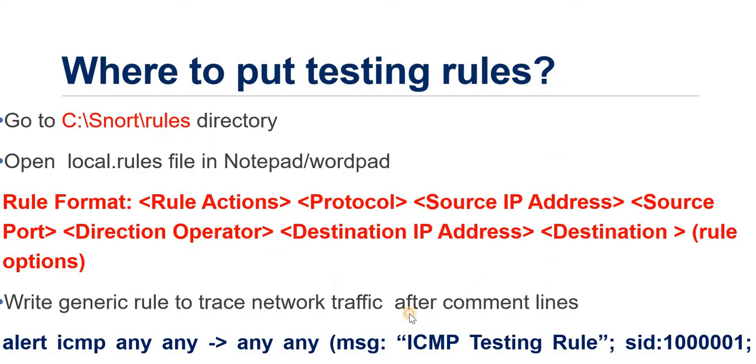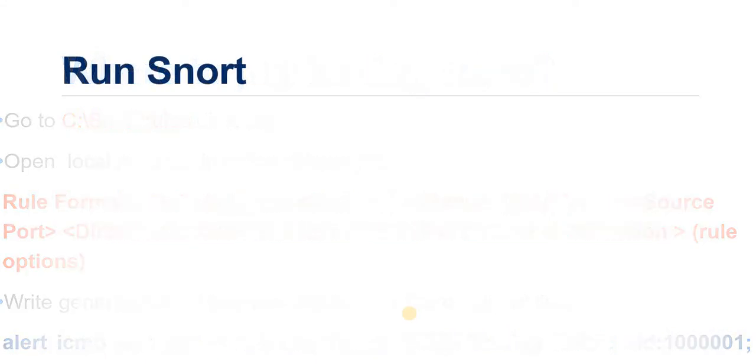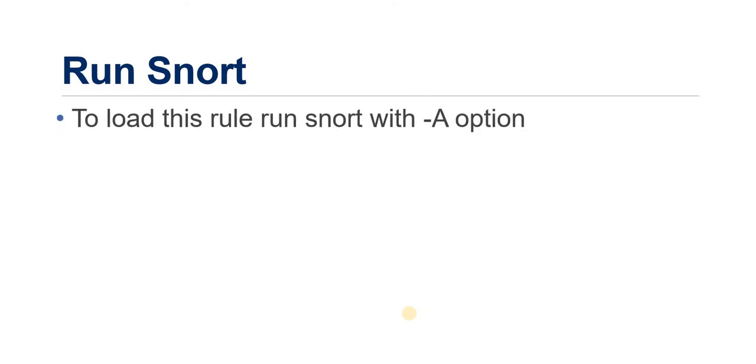Okay, so what is your next step? The first step is you have to write down the rules in the local.rules. Then the next step is to run Snort. To load this rule, run Snort with the -A option.